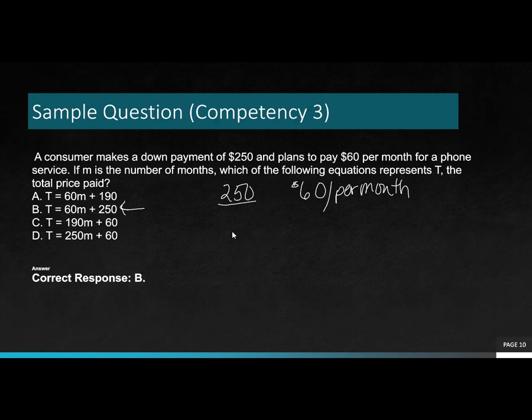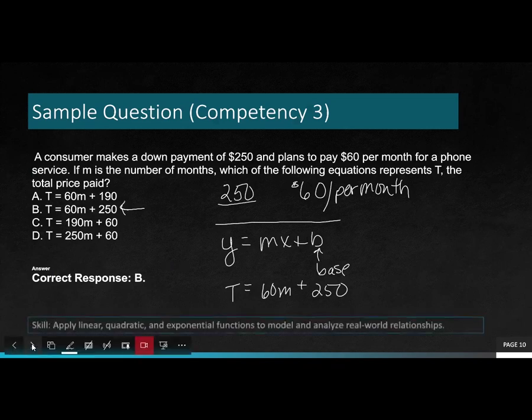So in this case, I could do the math and go back to what we know about, say, y equals mx plus b, and the b is the base cost, which is that $250. And the number of months and the cost per month. So I could come up with this function. Or, like I said, using a little bit of strategies, I could stop right here and use some of this time on a different problem. So this skill is applying linear, quadratic, or exponential functions to model and analyze real-world relationships.